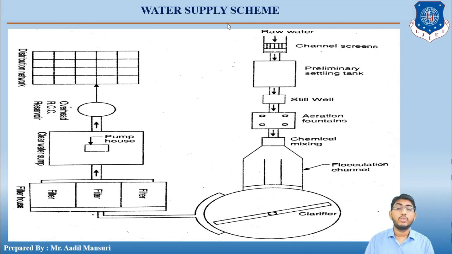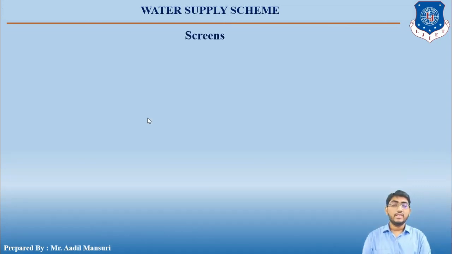Then it will go into the clarifier, where the flocs will be removed and clear water will then be supplied to the filter house, right? There are various filters for removal of microorganisms. Then the clear water sump, where the water is stored after filtration, and above it there is a pump house which supplies the clear water to an overhead reservoir, and then it is distributed to the community. So this is the complete layout of the water treatment plant. Okay, so let us now move towards the next topic, and that is screens.